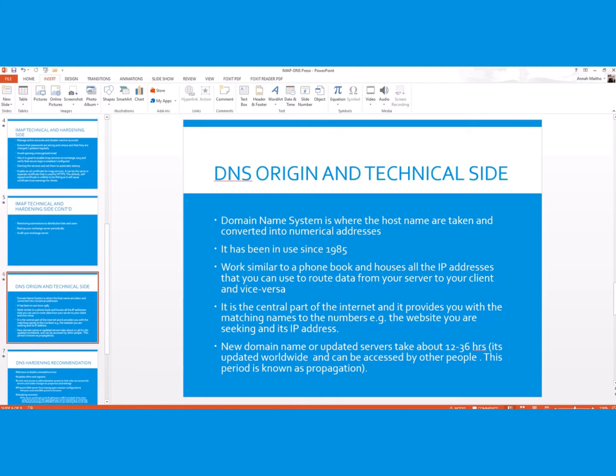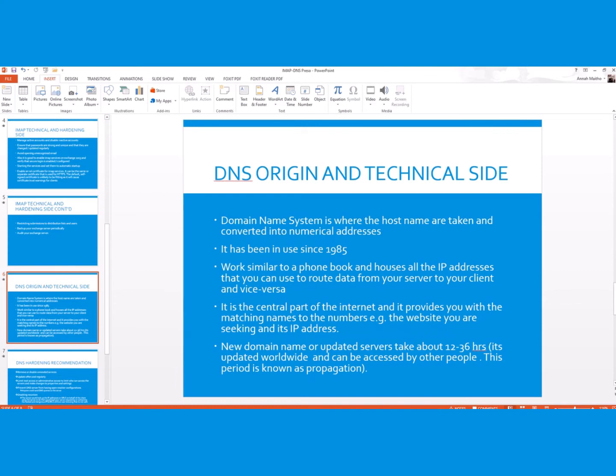Now we will go over the DNS origin and the technical side of it. The DNS has been in use since 1985. DNS means domain name system, where the host names are taken and converted into numerical addresses.